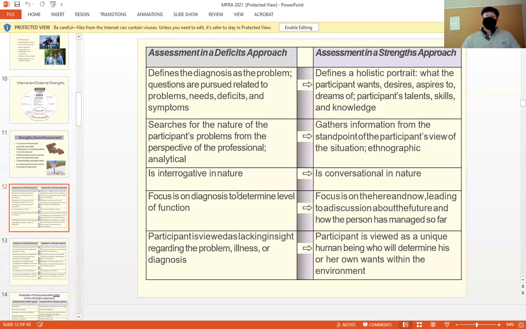In the strengths approach, we view the participant as a unique human being who will determine his or her own wants within their environment. And where we can help and where we can guide is helping them to make the right choices through conversation, through positive feedback, to help them choose the things that will help their environment be as positive as possible.